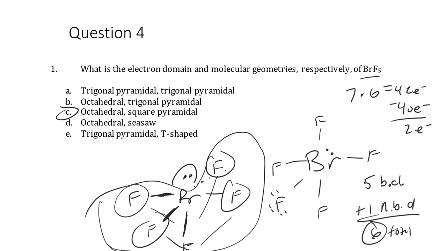If we have a molecule that has all bonding domains, then the electron domain geometry name is the exact same name as the molecular geometry.